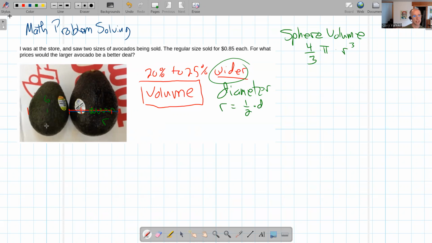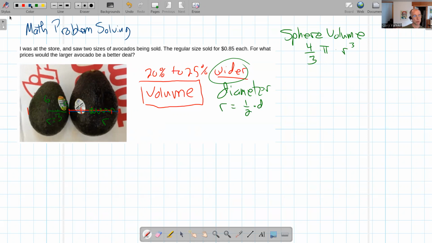Let's say I call that 6 all the way across. So then halfway across would be a radius of 3 for the little one. And the big one, I was thinking was like 20 to 25% bigger than the 6. So what would that be? Half of 3 is 1.5.